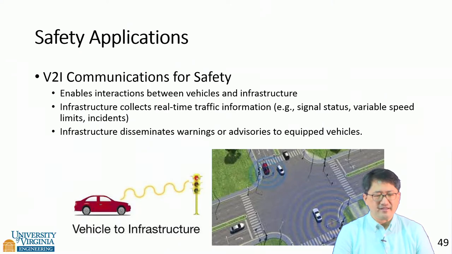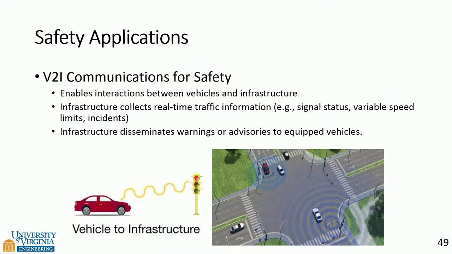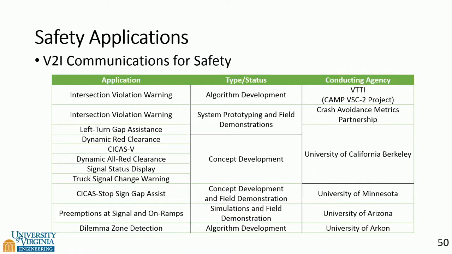I'm gonna skip this one. For safety, we're getting infrastructure information as well, and it can provide information on potentially dangerous situations. Again, it could be a warning or advisories to the equipped vehicles. These are all different applications that have been proposed, tested and developed. A lot of research has been going on under the Federal Highway Administration's funded research area.